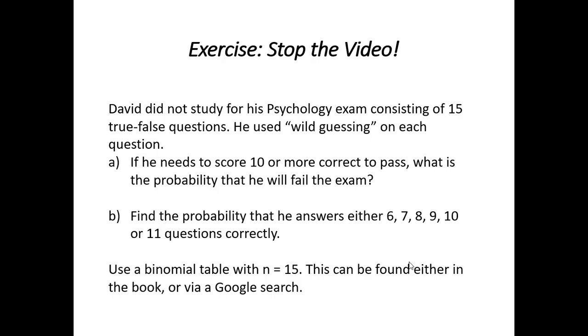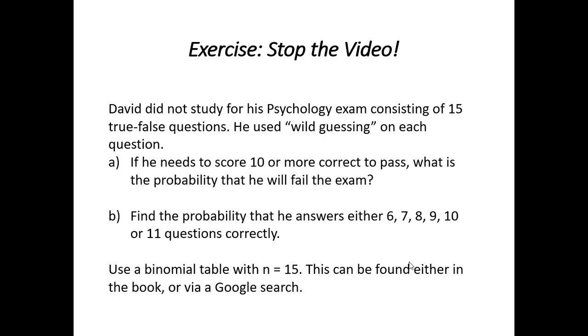Okay, so here's an exercise. I suggest that you read through this, stop the video, and try to solve this. The problem is that suppose we know David did not study for his psychology exam consisting of 15 true or false questions. He used the technique I called wild guessing on each question. Now suppose he needs to score 10 or more correct to pass. What's the probability that he will fail the exam?